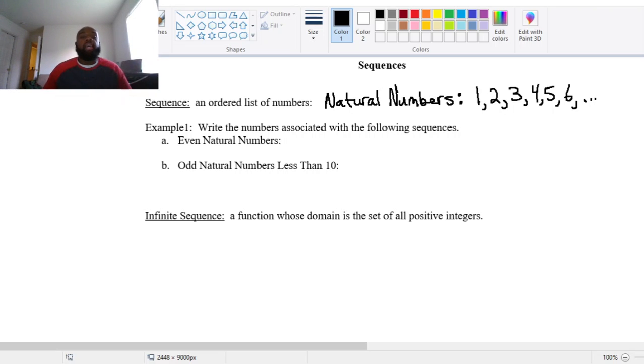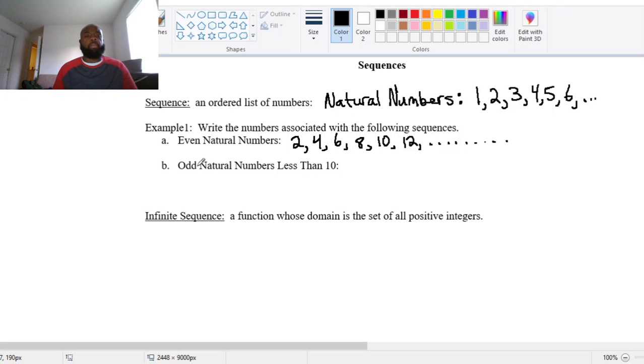You add one unit. And so we can write sequences in different ways. We can take different subsets of certain sequences and come up with more sequences. For instance, we're going to write the numbers associated with the following sequences. Your even natural numbers. Remember, your even natural numbers are the numbers divisible by two, right? The lowest one is two, then four, then six, then eight, then 10, 12, and we can go on forever. That's your set of even natural numbers, and again, it is a sequence because it is a pattern. You add two to get to the next number.